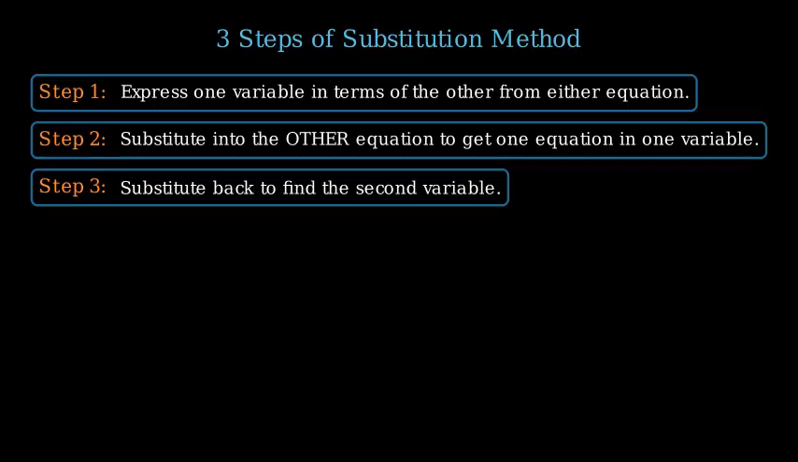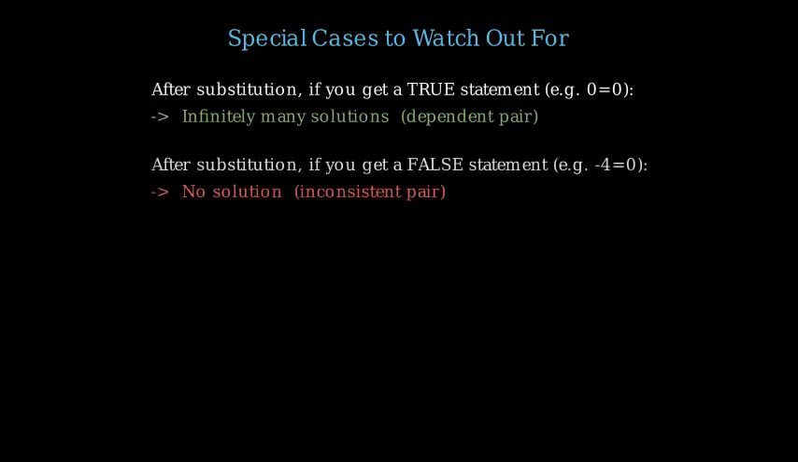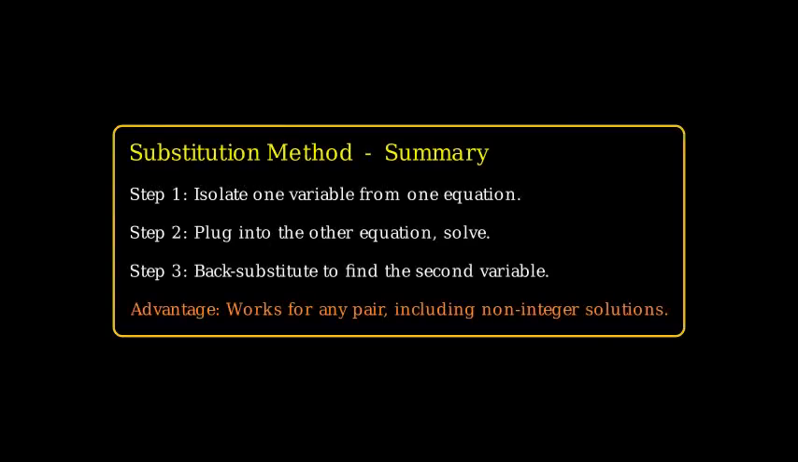For example, to solve x plus y equals 14 and x minus y equals 4, from the first equation, x equals 14 minus y. Substituting, 14 minus y equals 4, giving 2y equals 10, so y equals 5. Then x equals 14 minus 5 equals 9. The solution is x equals 9 and y equals 5. If at step 2 the variable also disappears and you get a true statement like 0 equals 0, there are infinitely many solutions, the lines are coincident. If you get a false statement like 0 equals 5, there is no solution, parallel lines.